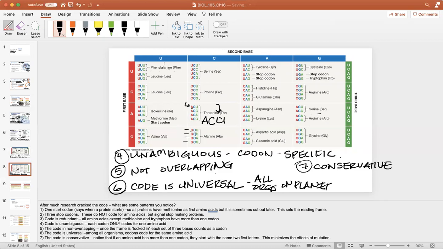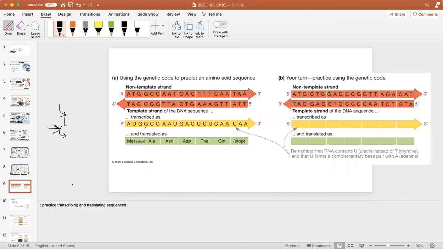So while the first two are the same, the last one can wobble around, and it gives us some protection against bad mutations. Remember when I said redundancy was a good thing? This is what I meant. And we'll talk about this effect a little bit later in the lecture, okay? So let's practice doing some translation.